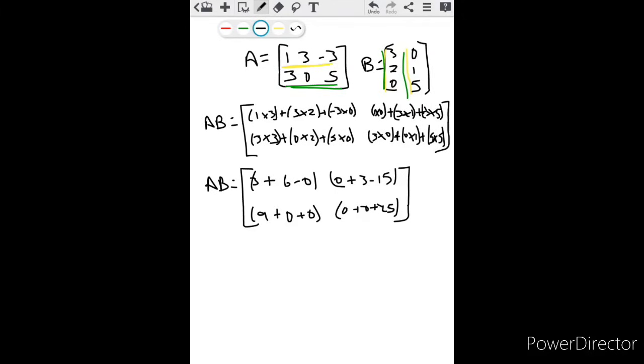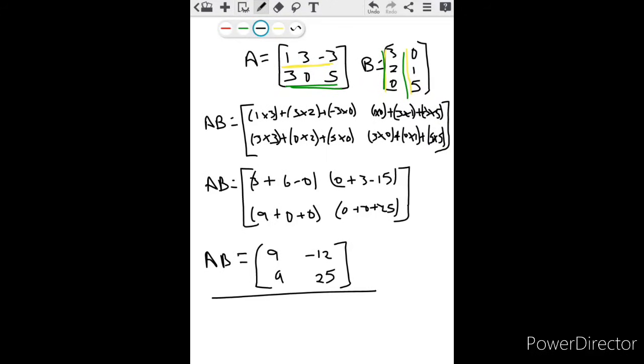we'll have AB is equal to open bracket 3 plus 6 minus 0 is equal to 9. And 3 minus 15 is equal to negative 12. Then 9 plus 0 is equal to 9. And then 0 plus 25 is equal to 25.